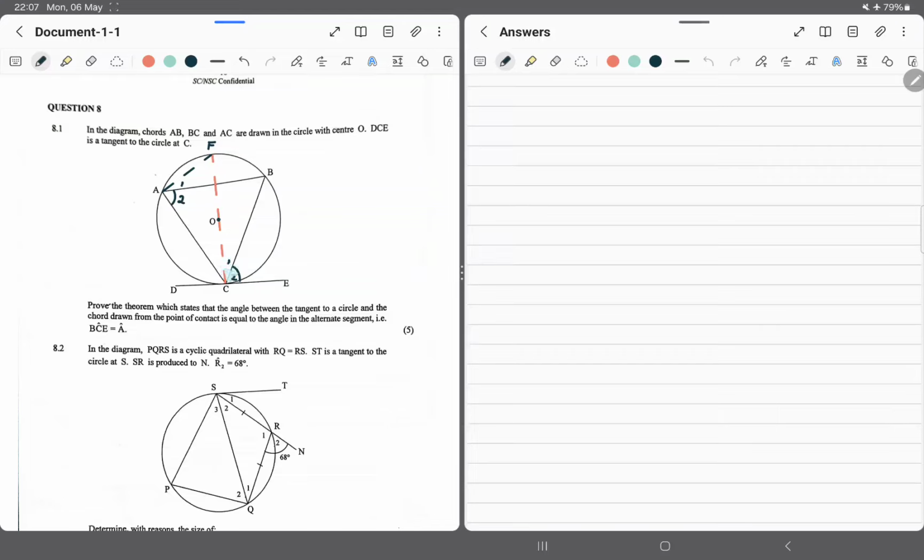But we will see that this C1 is going to be equal to A1. These are angles in the same segment subtended by arc FB. Therefore, they will cancel out and leave us A2 is equal to C2. And that's how that is proven.